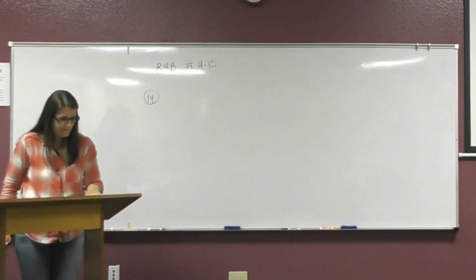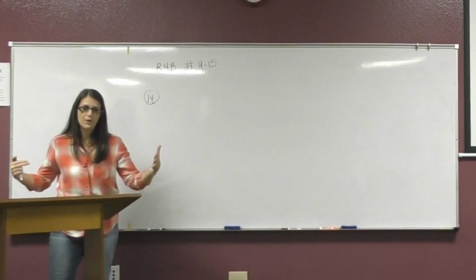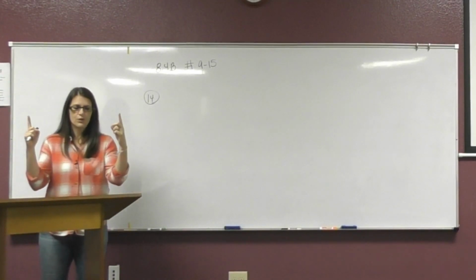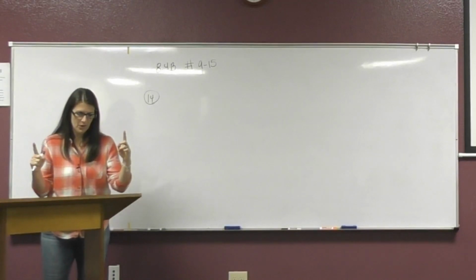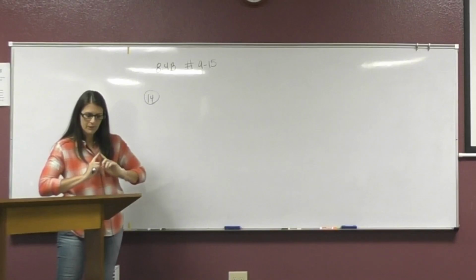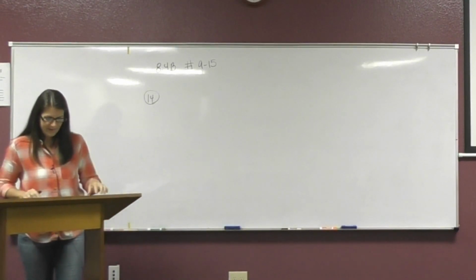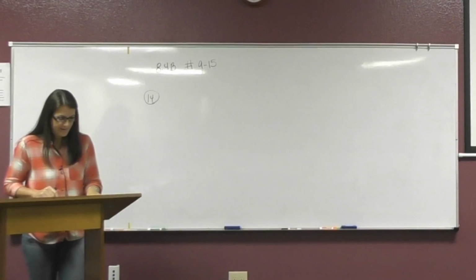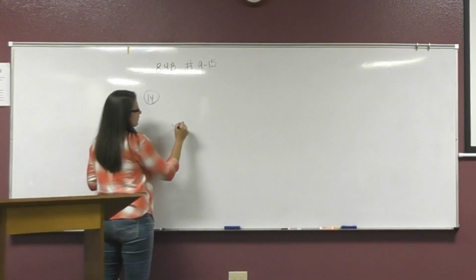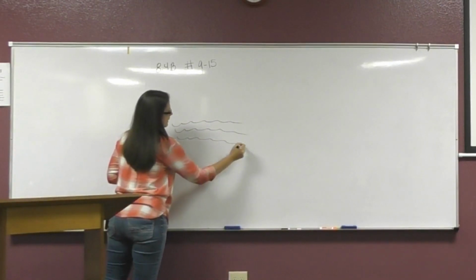So number 14, in an attempt to measure the width of a river, a survey crew finds two trees directly across from each other. The crew walks 20 feet parallel to the river and measures the angle at that point as 73 degrees. How wide is the river? So here's the river, just to kind of give you a picture.